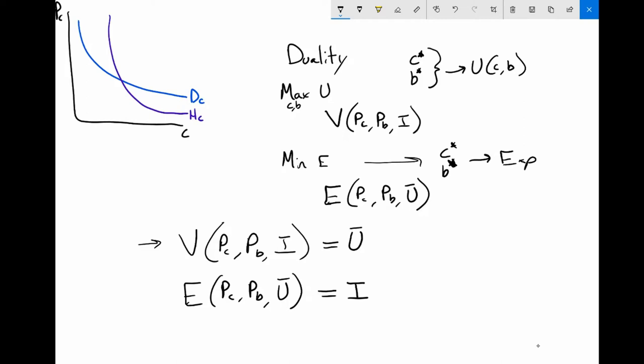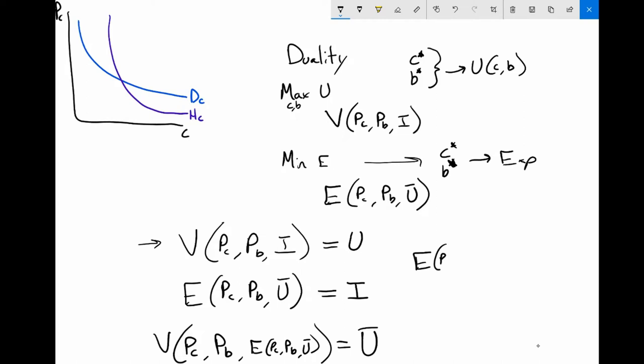This is how they relate. If I take the expenditure function, I plug it into the value function. So let's say I do that. PC, PB. Instead of having I plug in the expenditure function. That's going to give me utility bar. And the same thing is true if I take the value function and plug it into the expenditure function. If I have the optimized expenditure function, and instead of having utility here, I plug in the value function or the indirect utility function, I will get income. Now, this is the duality condition. They relate to each other.